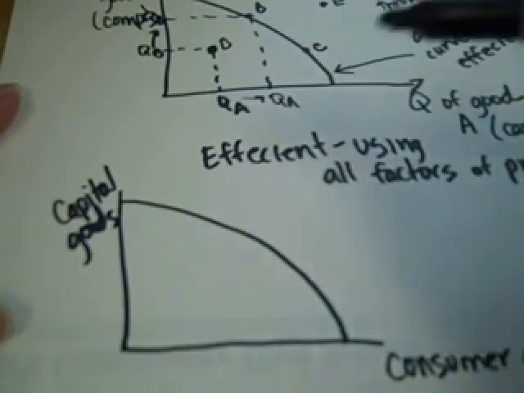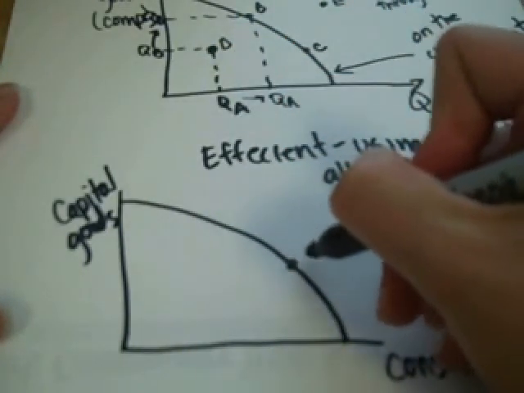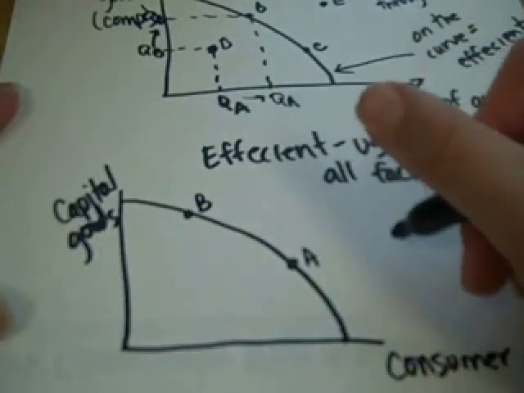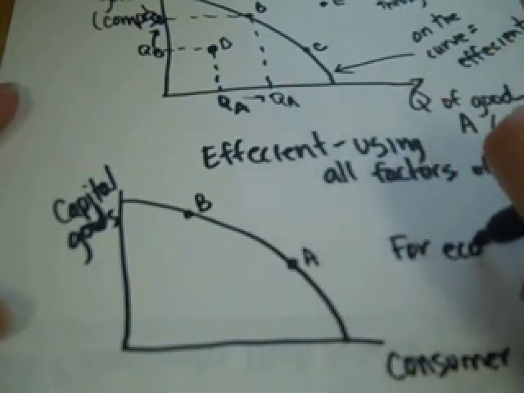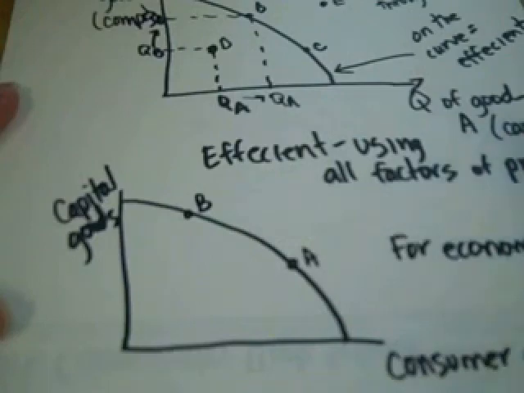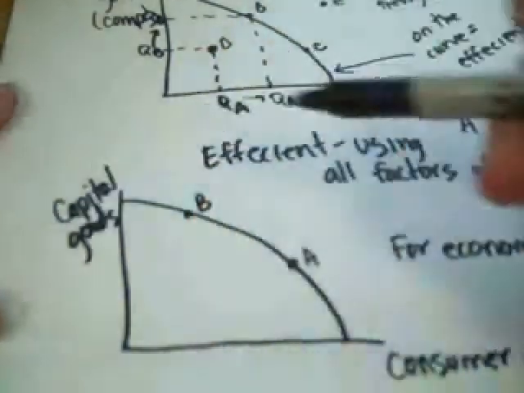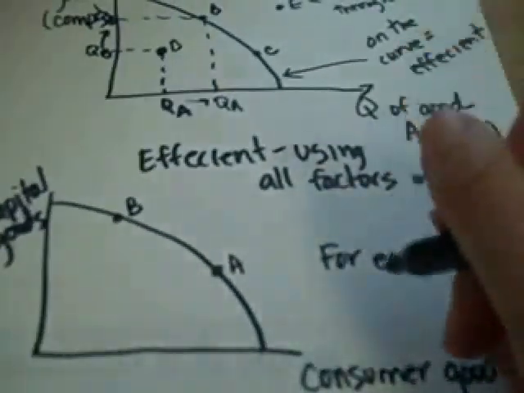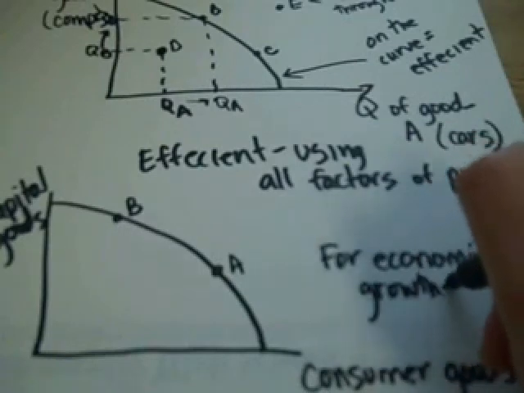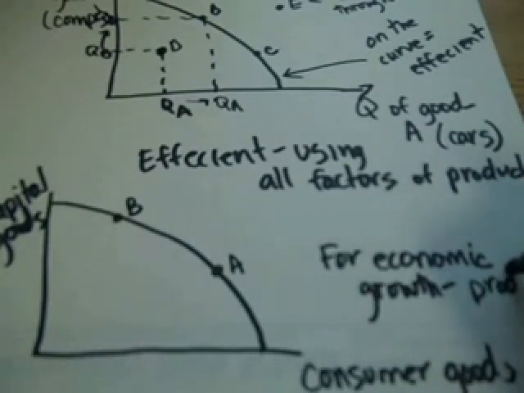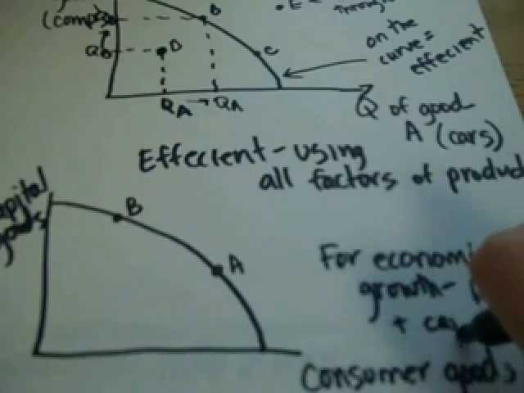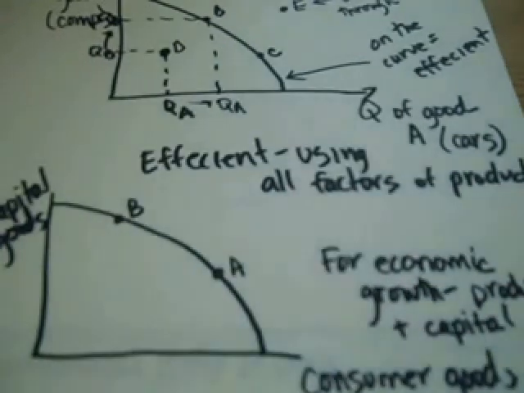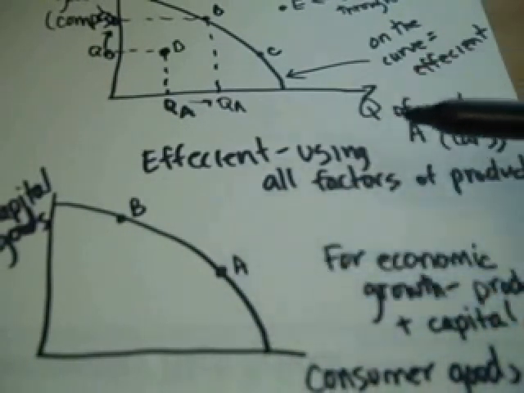Okay? So remember that if a society is looking to move towards a future policy to encourage economic growth, then we would want to see a society focus its factors of production on capital goods, because that is going to allow them to produce more in the future. So for economic growth, produce more capital goods. Okay. Remember that this graph shows us economic efficiency.